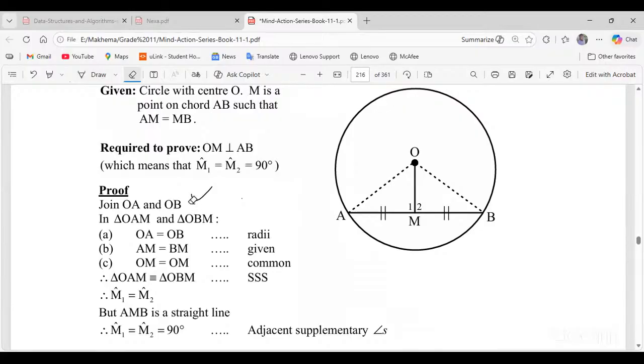Okay. Now you will have two triangles by joining OA and OB. What are those two triangles? Is OMA and OMB, right? Okay. Now, in the triangle OMA and the triangle OBM, which is this one, we have to prove the congruency between the two triangles. What do we know about these triangles?